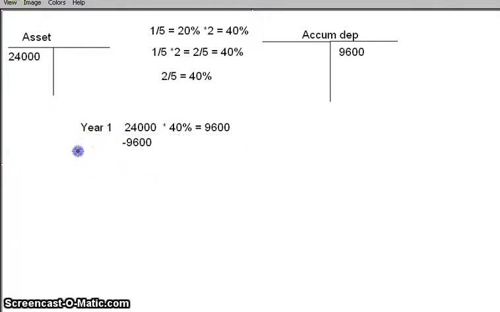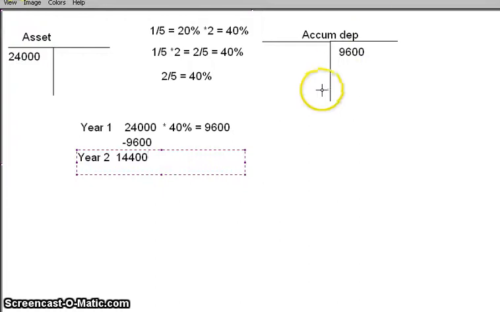And here we have year 2. The book value of year 2 is $24,000 minus $9,600, which is $14,400. That is the book value right now of this asset, right? Now you're going to take that amount, again, times 40%.